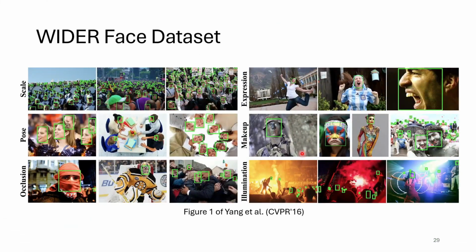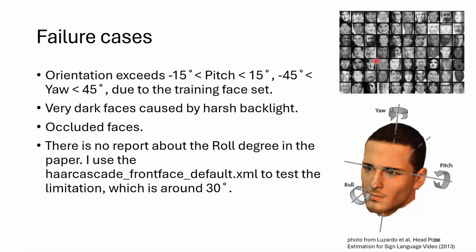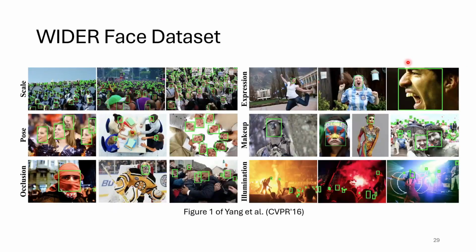Okay, so as you can see, this is the Viola and Jones dataset. All of them are upright frontal faces. But in the real world, it is not the case. So this is the WIDER dataset, published in CVPR 16. They compiled a very huge dataset containing many different types of faces, so it becomes more challenging. If you want to detect faces, the Viola and Jones algorithm won't work for many faces in this dataset.